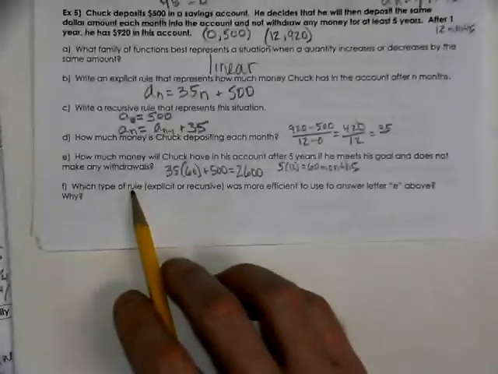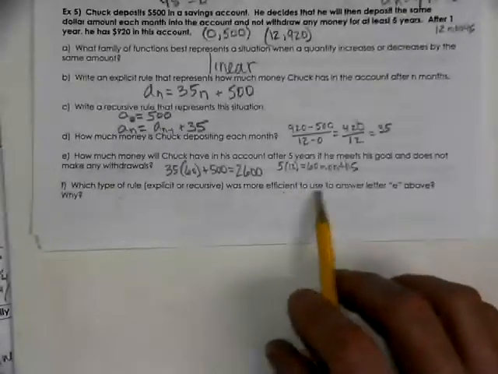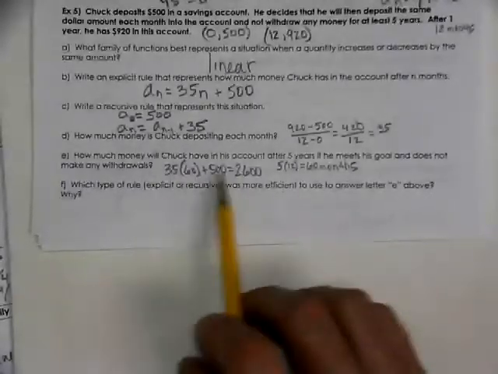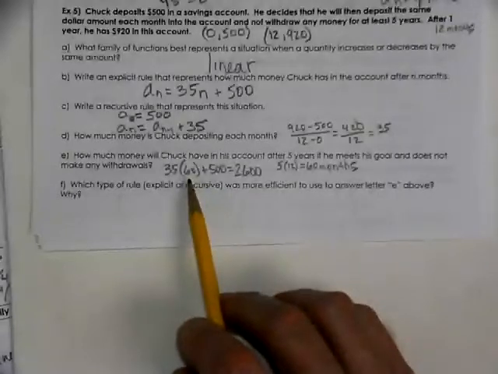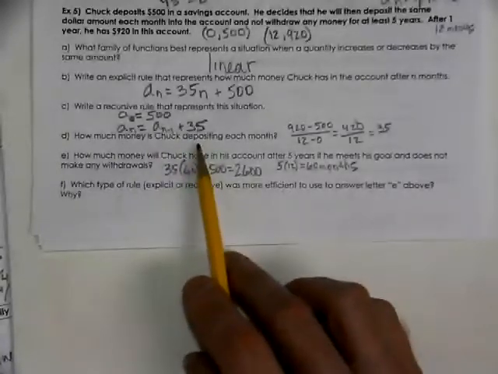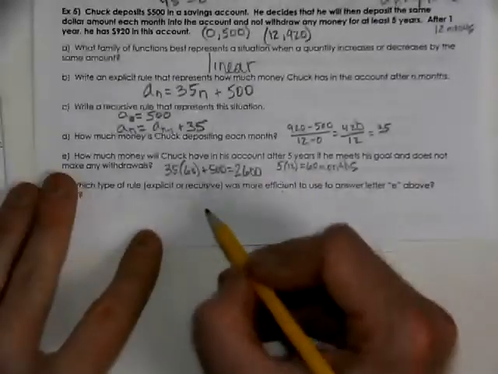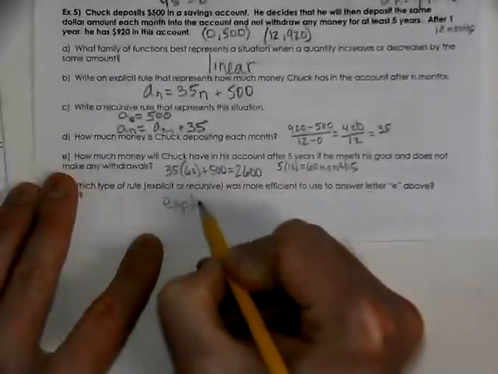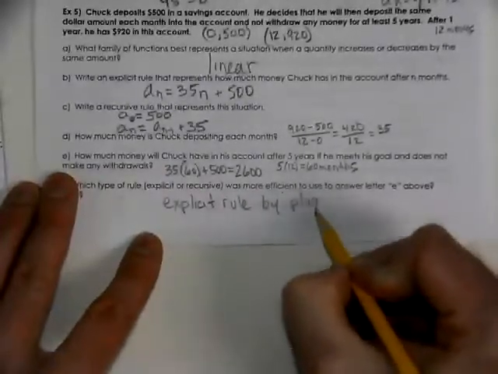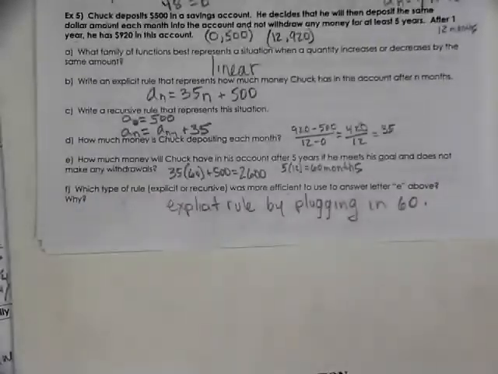And what type of rule, is it going to be explicit or recursive, was more efficient to find this answer? Well, I obviously used the explicit formula. I plugged in the 60 right away. I did not take the 500 and figure out the first term and then the second term and then the third all the way up to the 60th, because you can't go straight to the 60th with recursive. I use the explicit rule by plugging in a 60.